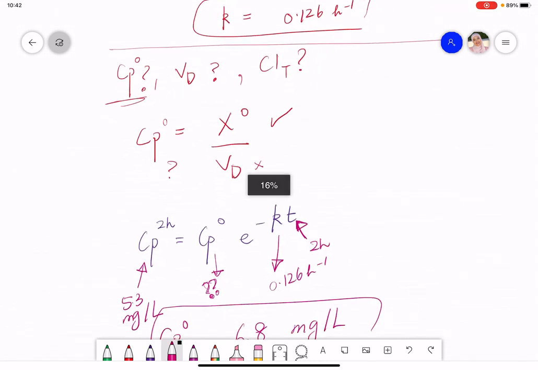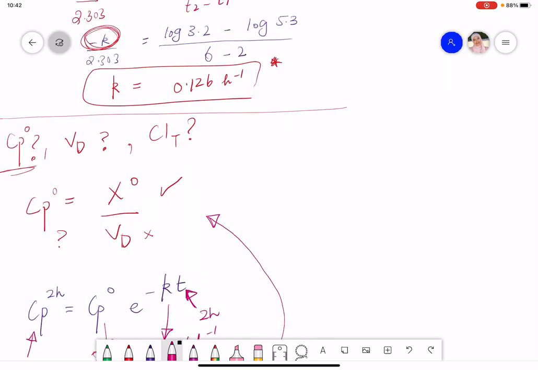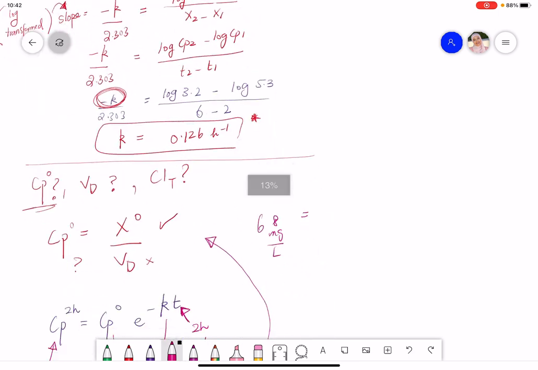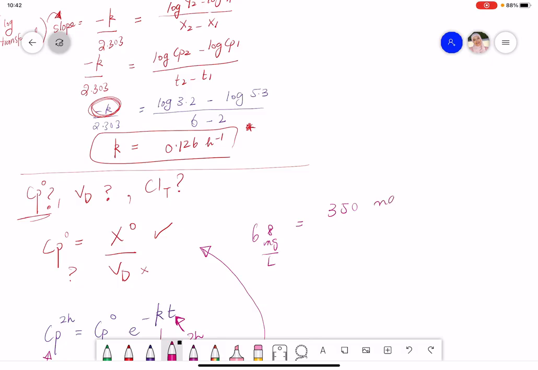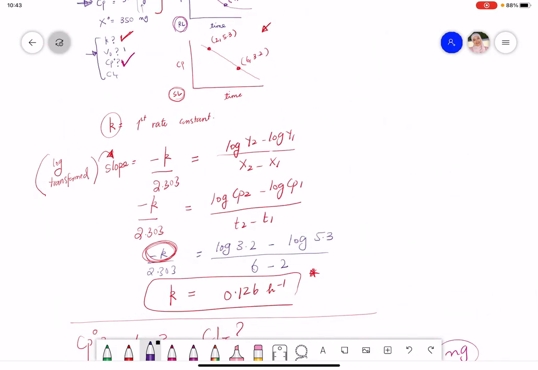You can directly now do a substitution here. If the CB node equals 6.8 milligram per liter and your dose is 350 milligram, same unit, we are fine, over VD, you can determine your VD, right, by rearranging the equation. Then VD will be equal to 5.13 liter, okay? Then you are done with this one.